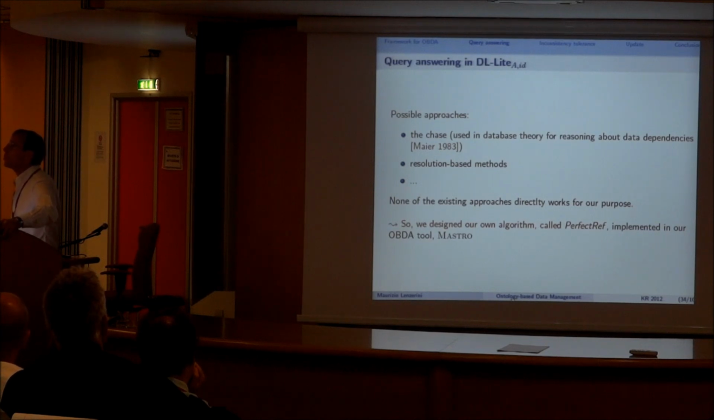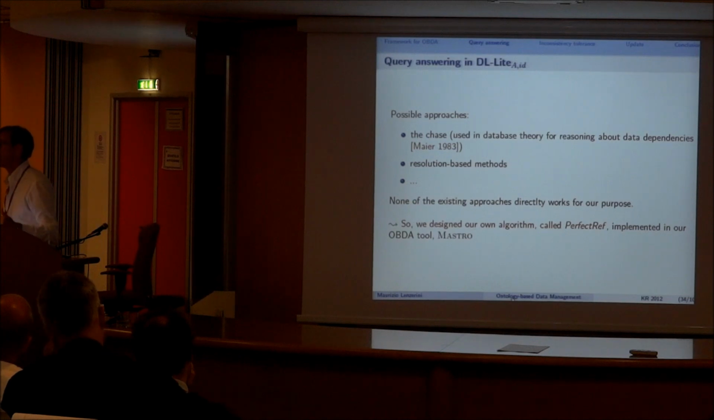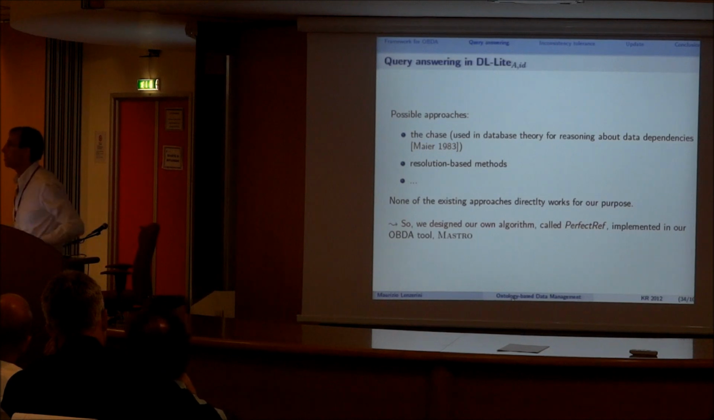You might try to use, for example, techniques developed in database theory, such as the chase. The chase is an old technique in database theory. Essentially, it is a procedure that, starting from a database, completes the data according to a set of integrity constraints. You can consider the ontology as the set of integrity constraints, and our A box as the database.